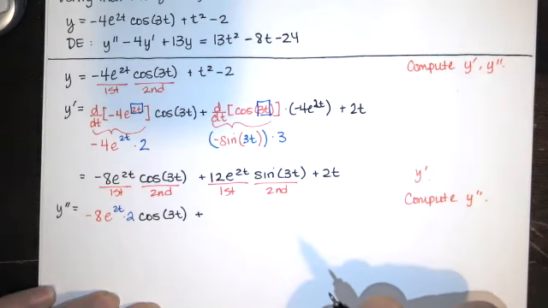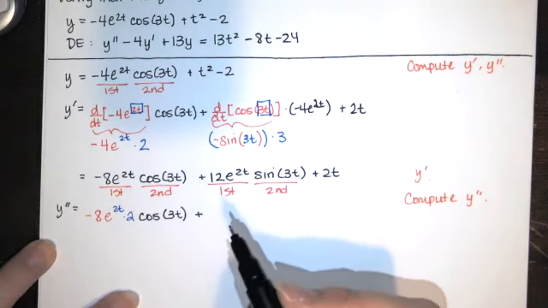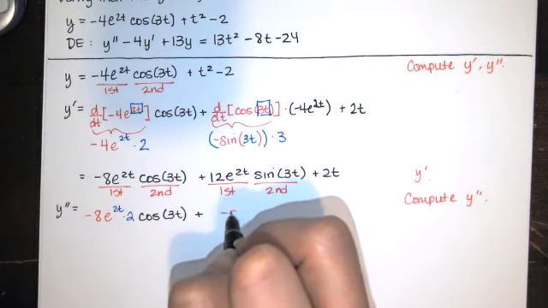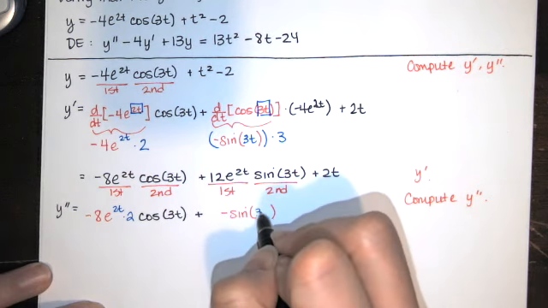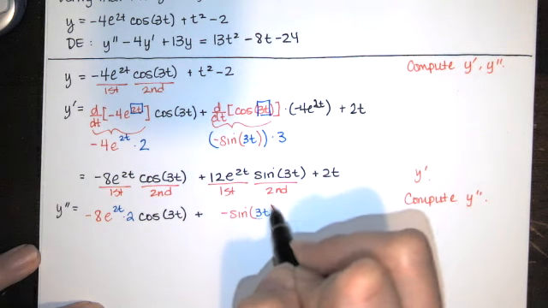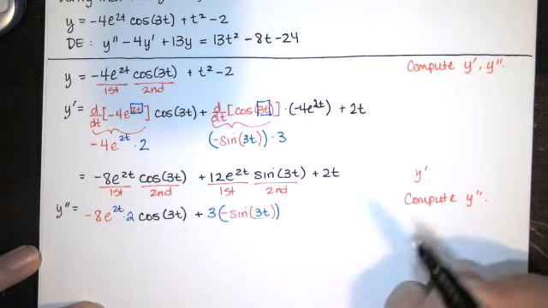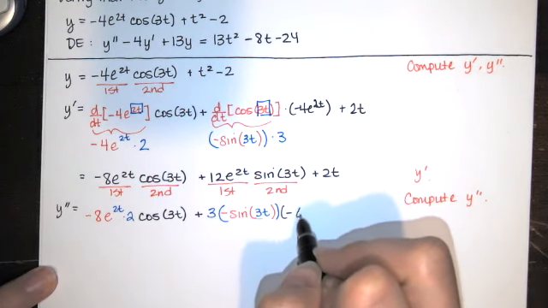And then we're going to add, we're still here, just focus right here, derivative of the second. The derivative of cosine of 3t is negative sine of 3t times the derivative of the inside. Derivative of 3t is 3. That's the derivative of the second. Don't forget to multiply it by the first function.